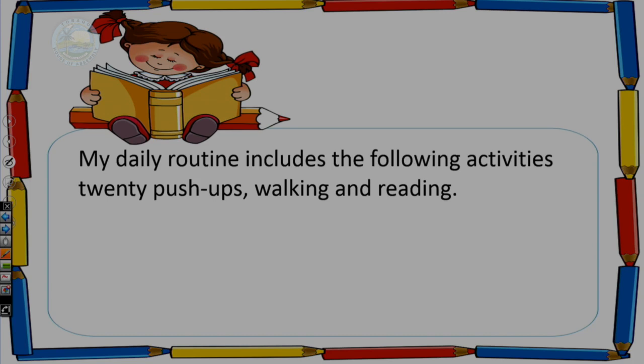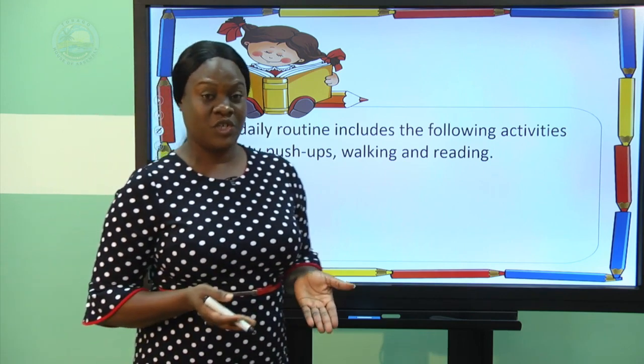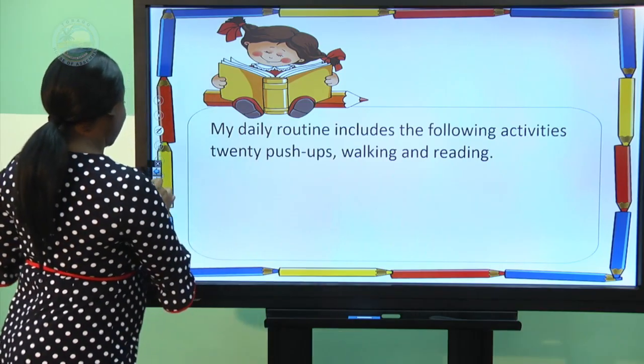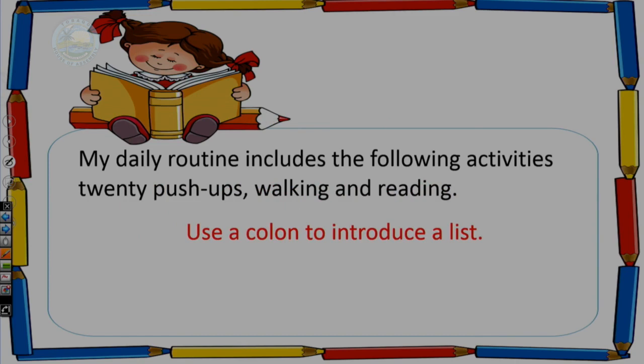I didn't get that, so I'm going to read it again. She's saying, my daily routine includes the following activities: 20 push-ups, walking and reading. Something about this sentence is sort of confusing, and that's because a punctuation mark perhaps is missing. Let's see what the road sign says. It says, use a colon to introduce a list.